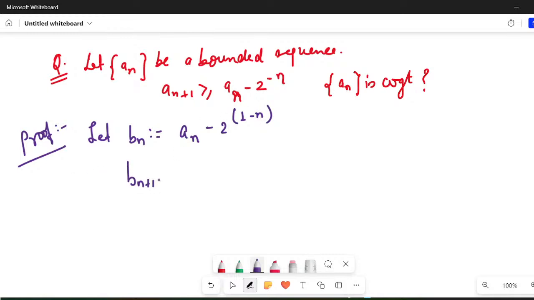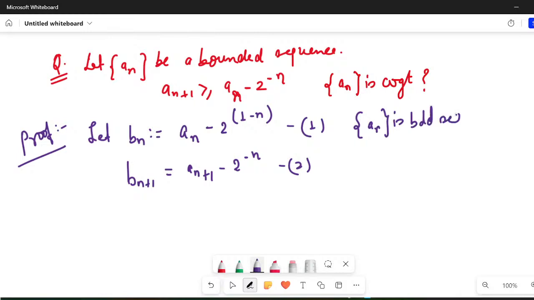So what would be your b(n+1)? Your b(n+1) would then be given by a(n+1) minus 2 raised to power minus n. So this is equation number 1, and this is something I can write as equation number 2. Now if I don't know about an, that is absolutely fine. All you know about an is that it is a bounded sequence. Apart from this, you do not know anything.